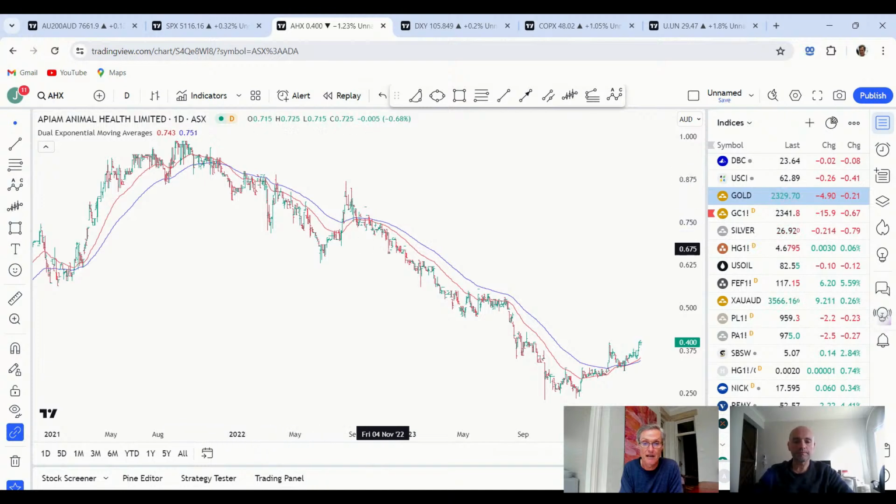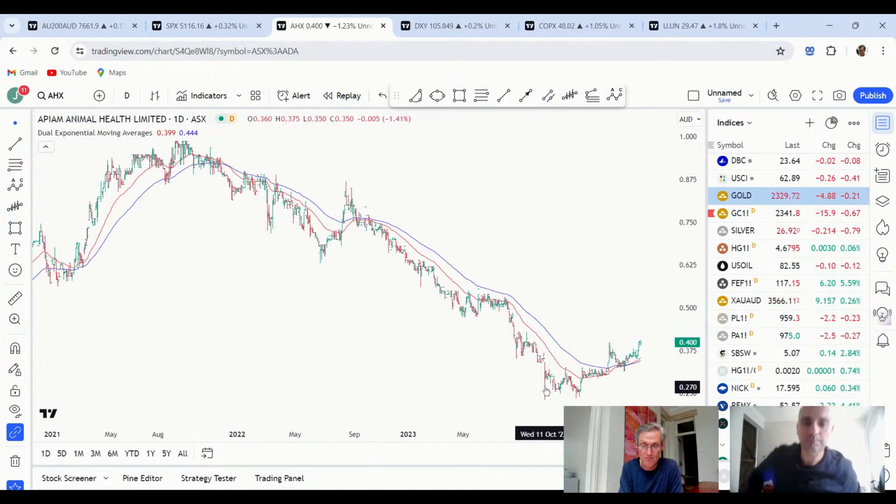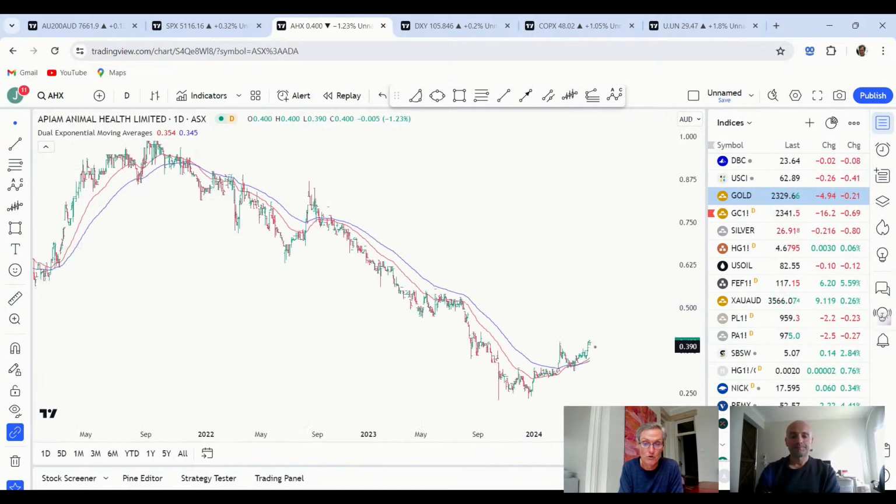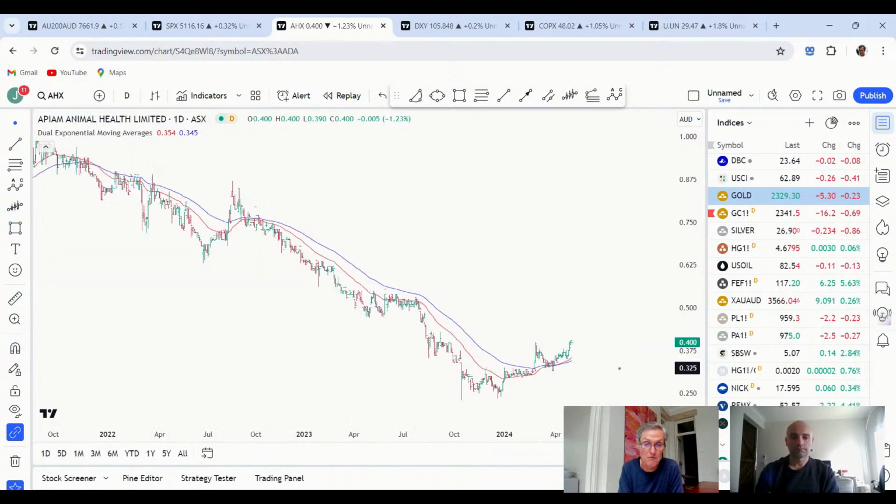It's had a long period in the doldrums where you wouldn't have wanted to be involved when it's below these declining moving averages, but that's possibly changing. So it could continue to rally from here. It could also just stall here and then just bounce along the bottom for months and months. So this is why we use risk management.